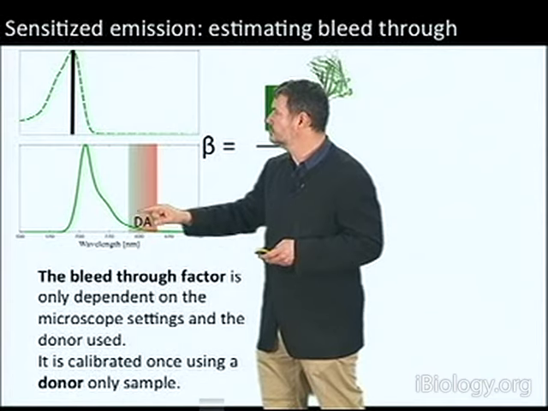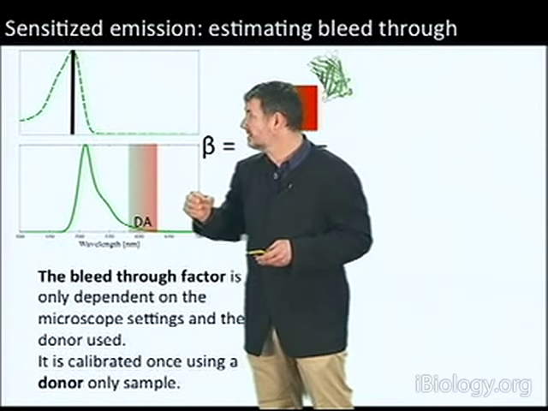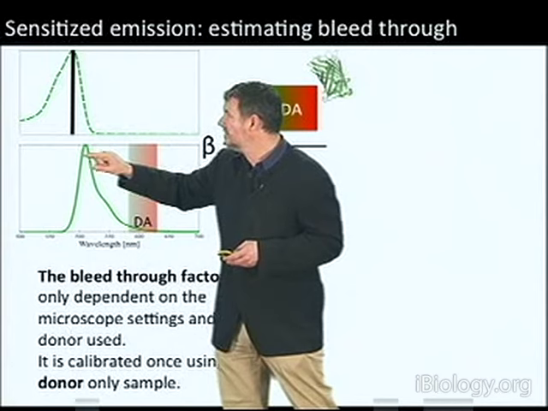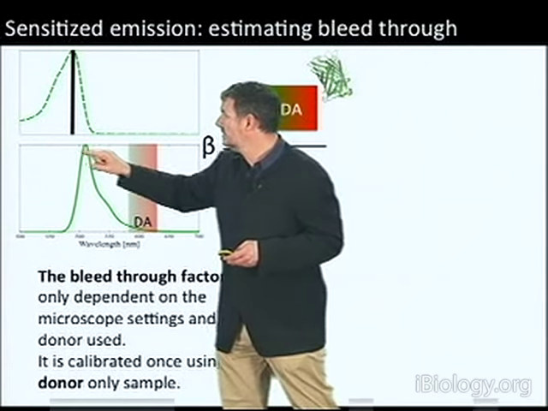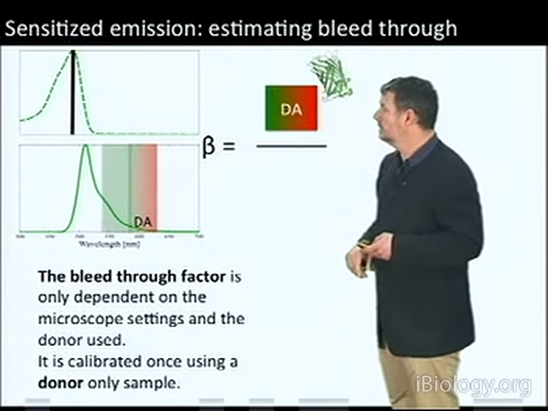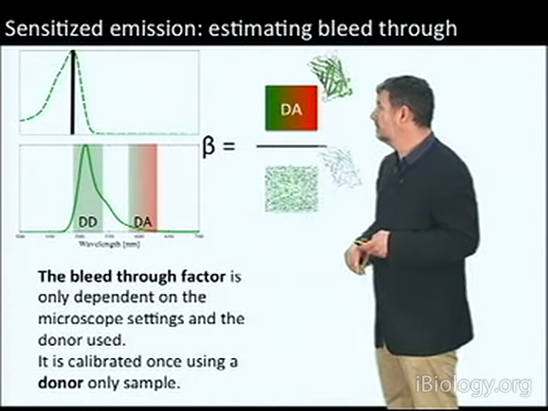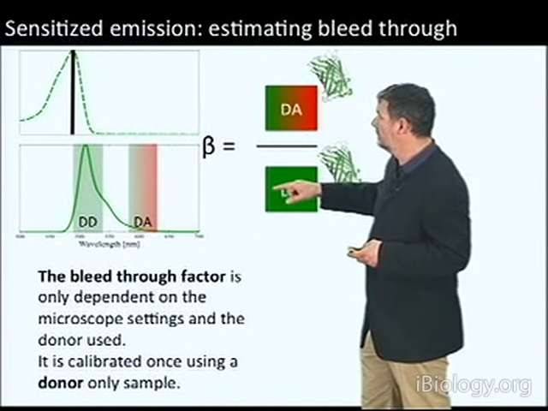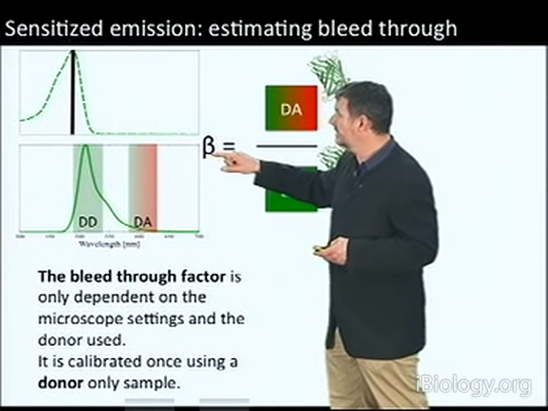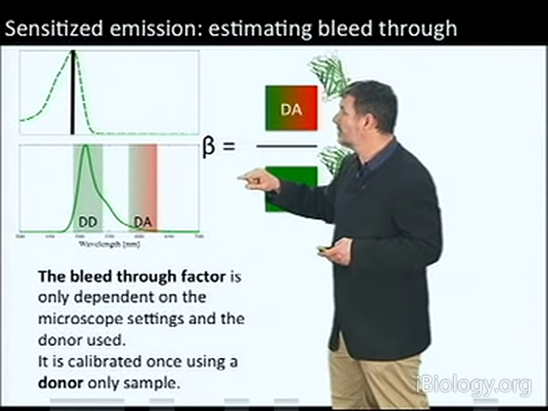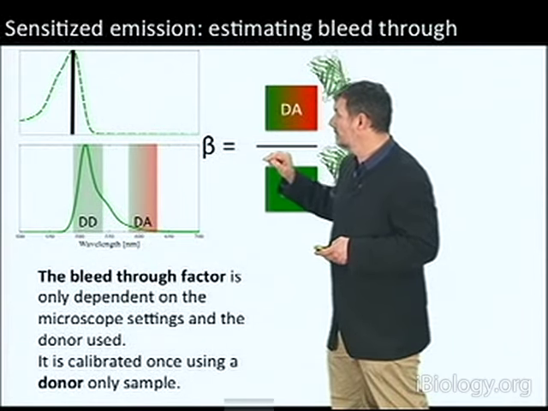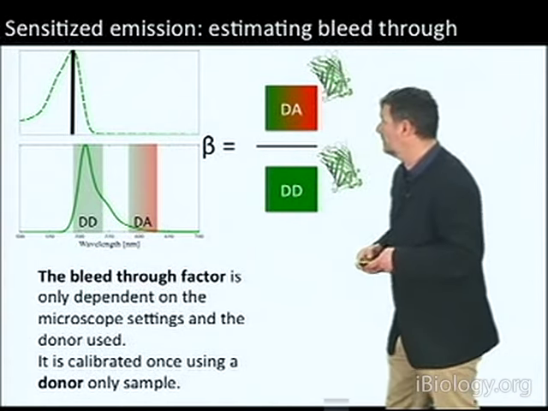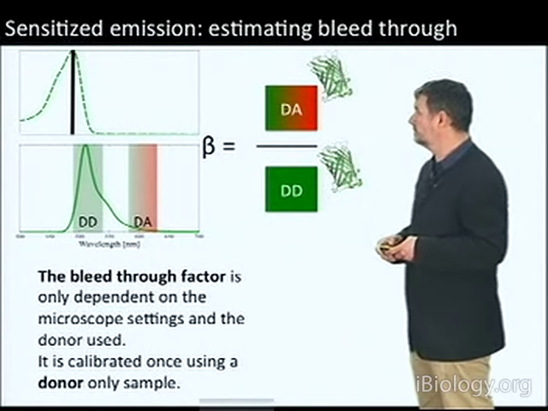In other words, to correct in a sample where we have donor and acceptor, we need to know how this relates to this intensity. And so we measure at the peak of the donor. And now, by this ratio, we have the scalar correction factor. It's a scalar by which we need to correct the image where we excite the donor and measure the donor in order to subtract it from the sensitized emission or the FRET channel.